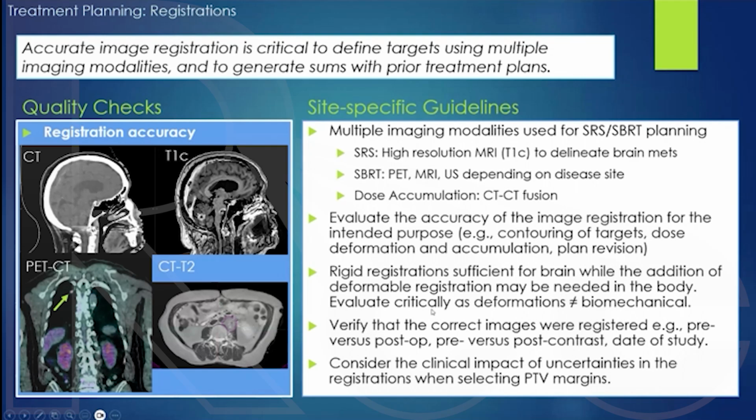Verify that the correct images were registered. So whether it's pre-op or post-op, whether contrast or not, and then also ensure that the date of study aligns with what the physician wants for these complementary imaging sets. It's important to consider the clinical impact of the uncertainties in the registrations, for example, when selecting PTV margins.